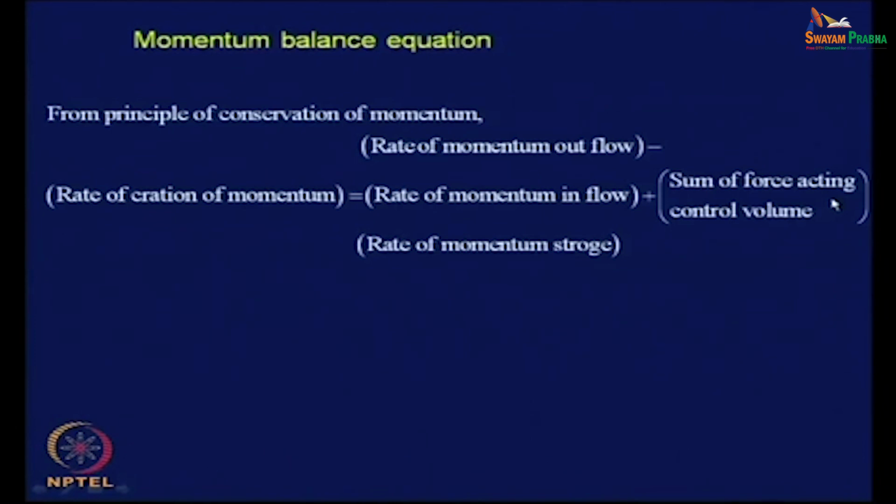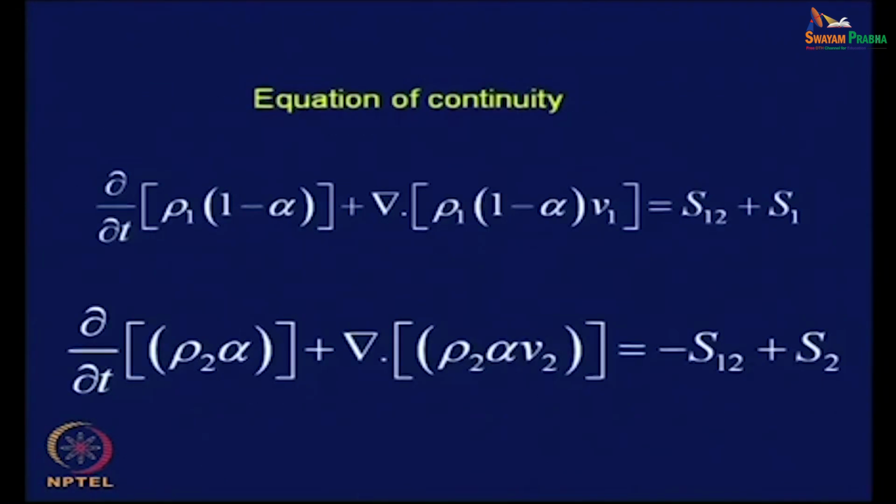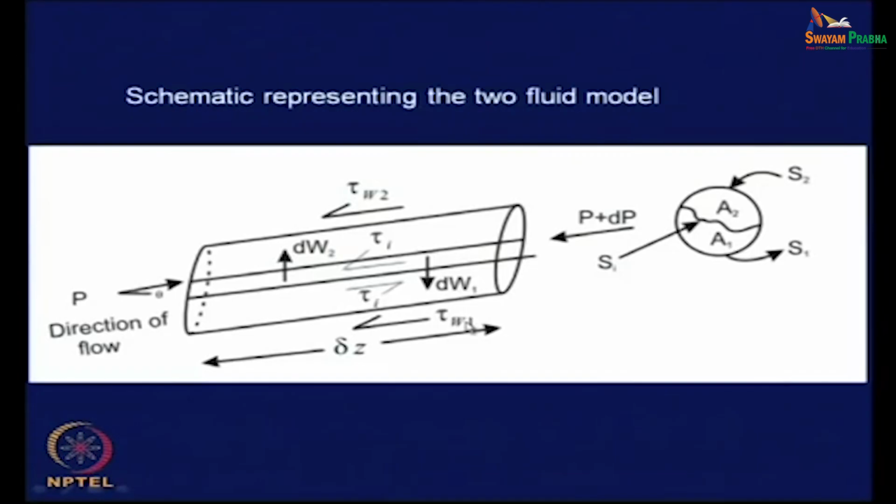What is my control volume? Control volume I had already shown here. This is my control volume. It comprises of a cross sectional area A and a small length of the flow passage delta Z. Now, in this particular control volume, what are the forces that are acting? Can you tell me? Pressure forces. In this direction it is P, here it is P plus dP, or in other words what is this dP? Del P del Z into delta Z, isn't it? So, there is a pressure force acting.